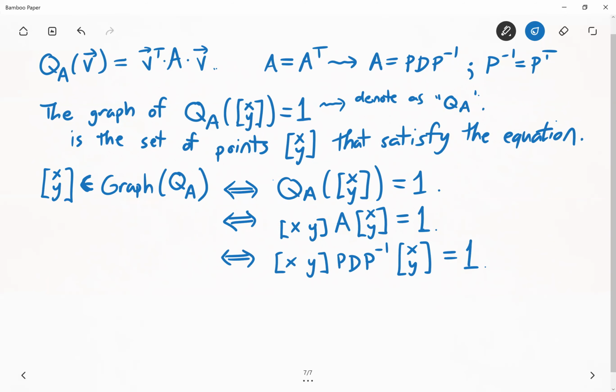All right, I'm going to go on to the next page. I'm going to write where we left off, rewriting what we just had on the previous slide. The row xy times P D P inverse times the column xy is equal to 1. Okay, now I'm going to write a couple of things in a seemingly strange way. Again, it's completely equivalent.